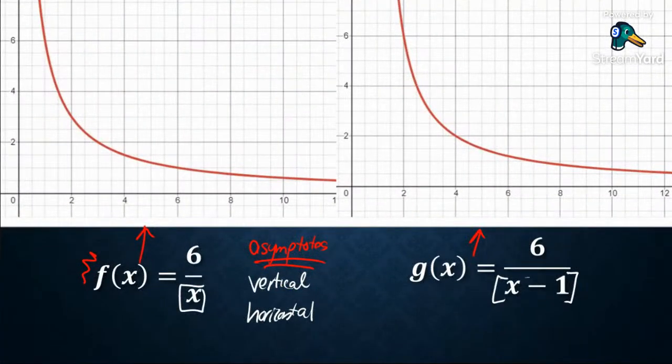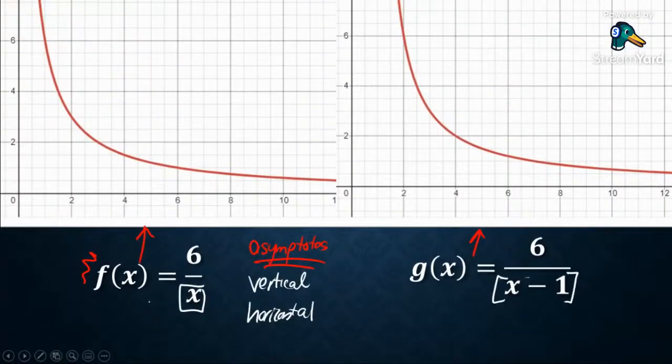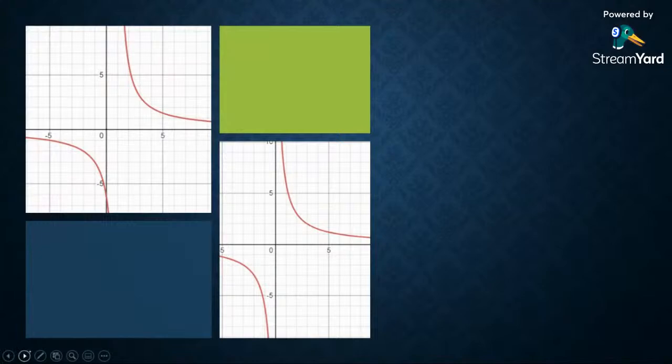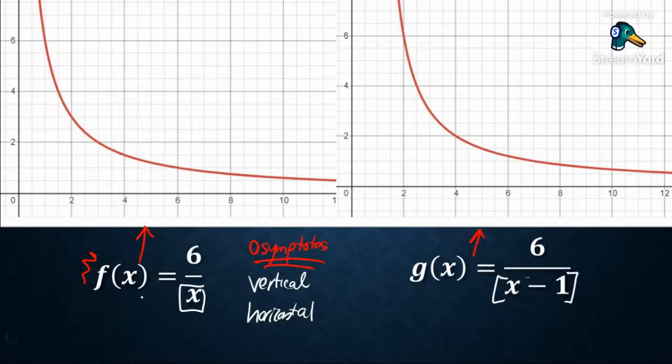So with that being the case, if this was 0, we would have 6 over 0. Let's go back. So this would be 6 over 0, and our calculators say undefined. So that's why when we look on the graph, you will notice here that it does not cross that line.